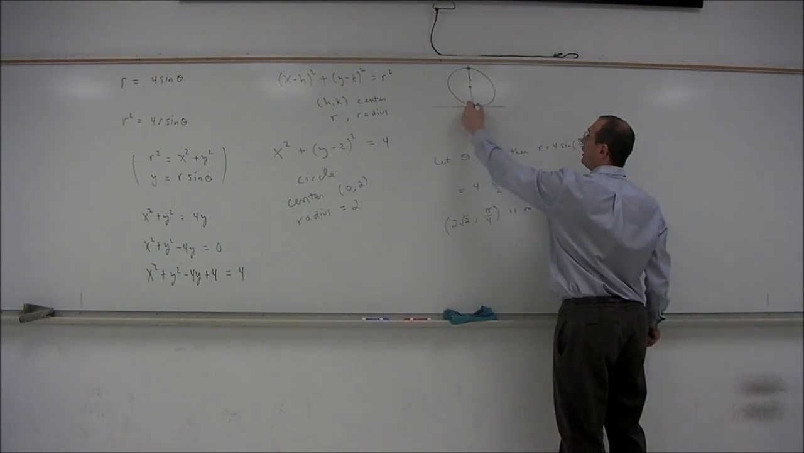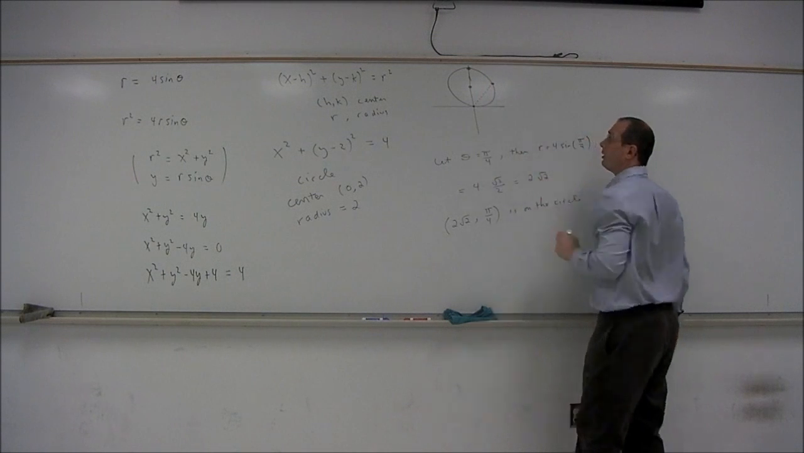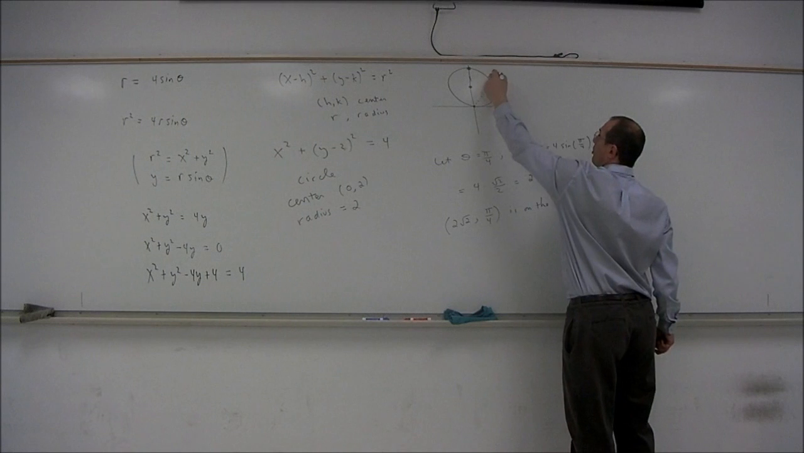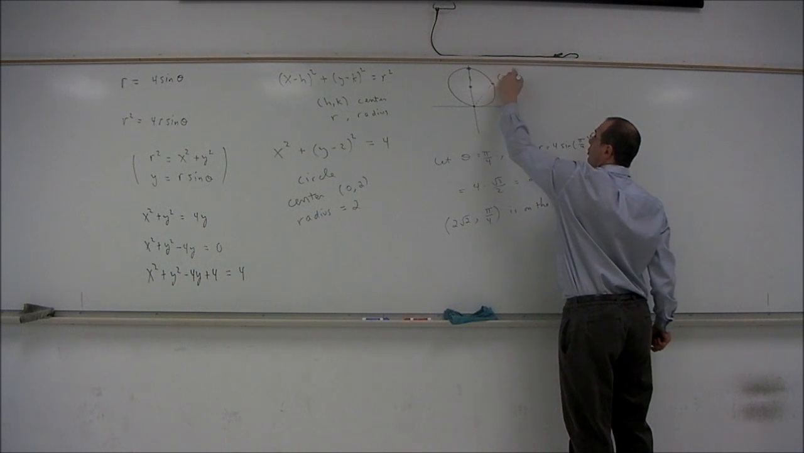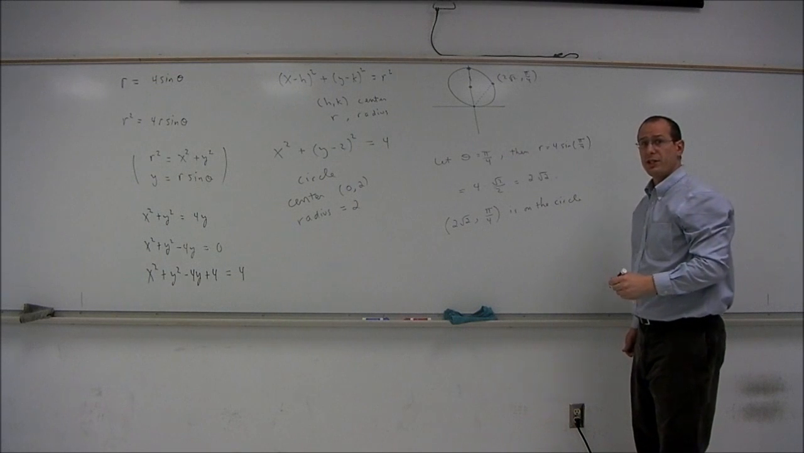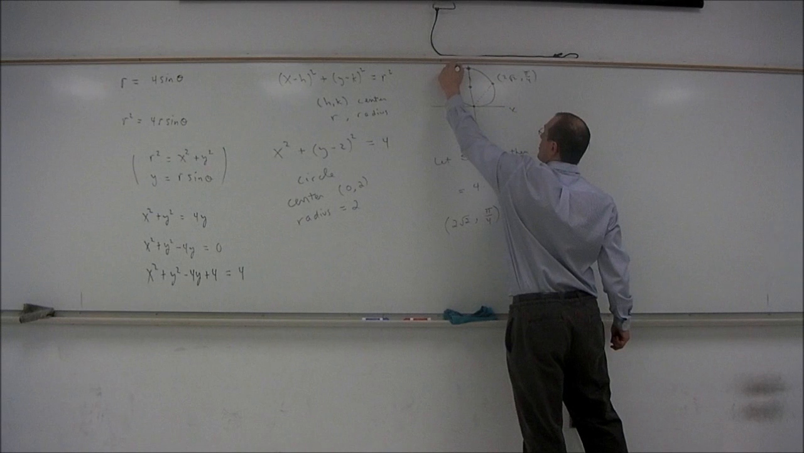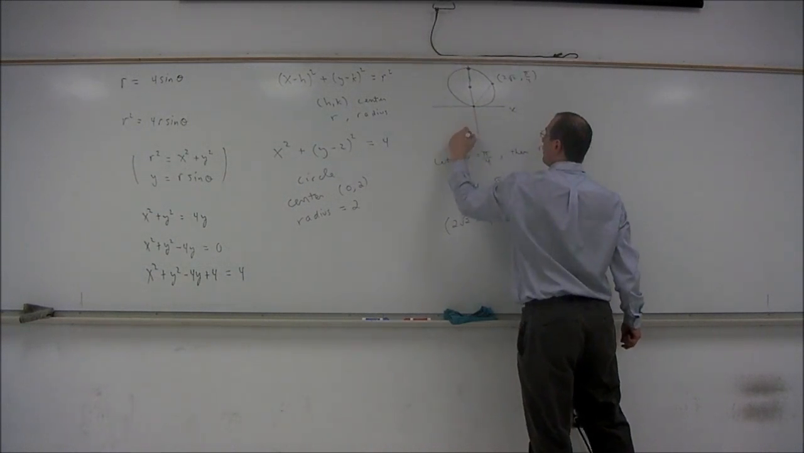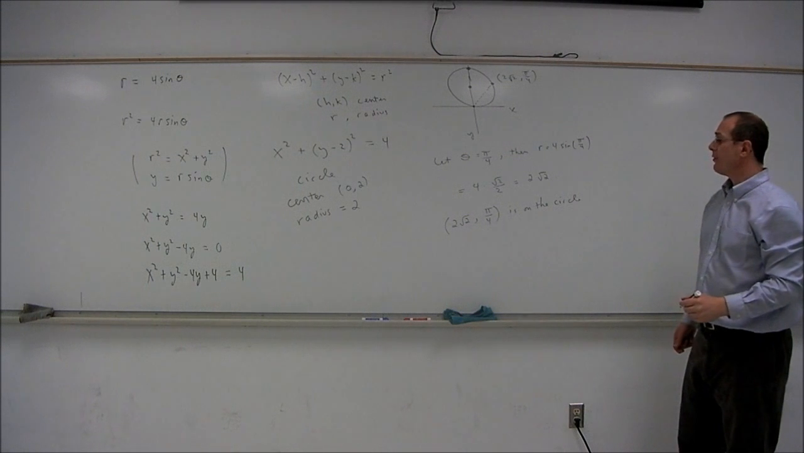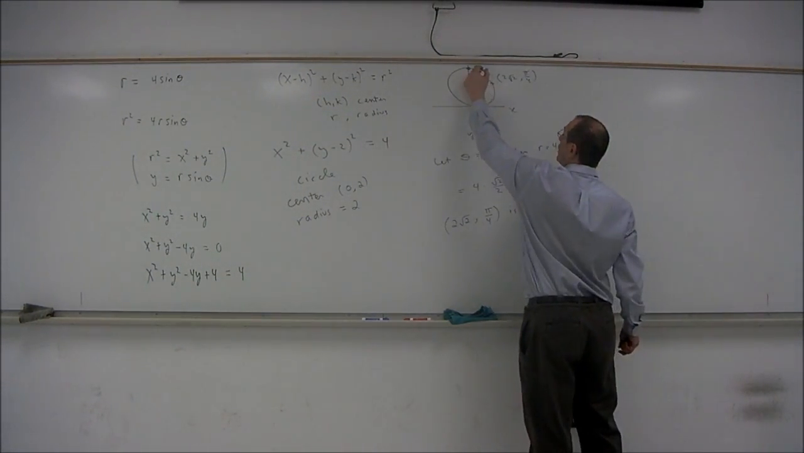And that point would be at an angle of 45 degrees. Let's say it's there. So this is our point 2 root 2 comma pi over 4. Those are the polar coordinates of that point. This is the x-axis, and this is the y-axis. So let's see if we can find the equation of the tangent line to the circle at that point.